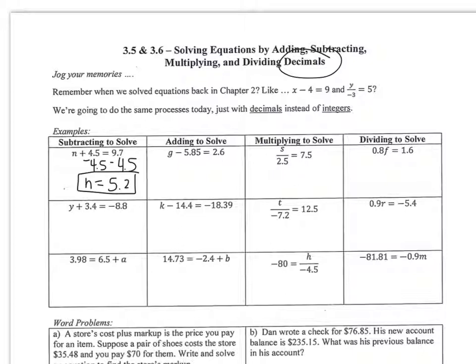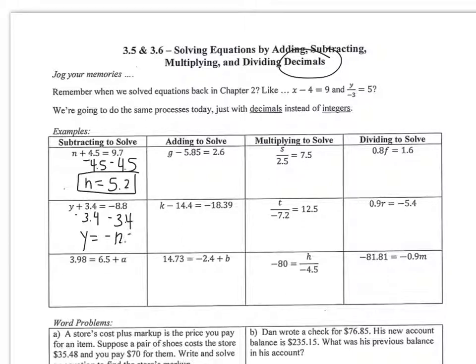Now let's look at another subtracting one. To get y by itself, you need to subtract 3.4 from both sides. So negative 8.8 minus 3.4 is negative 12.2.